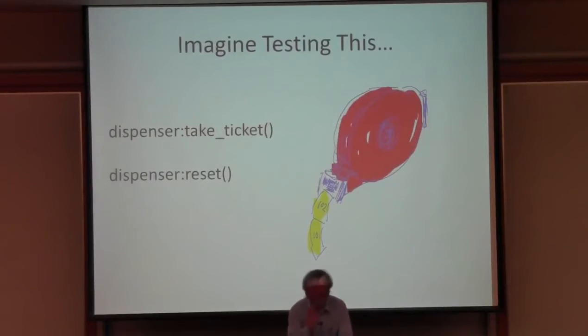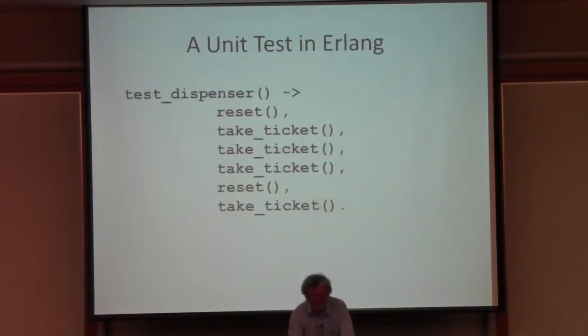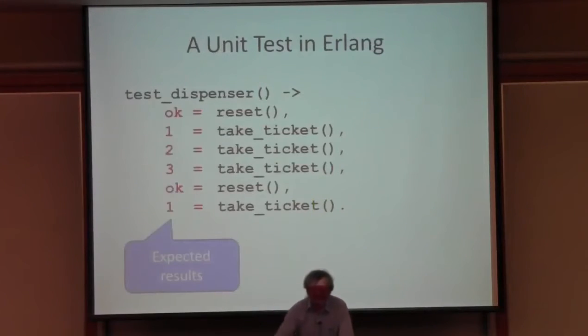So let's imagine that I want to test these two functions. Here's an example of a test that I could write in Erlang. Look at it. It's exactly the same kind of test that I showed you for the base64 encoding. It's the usual form. You call the functions in some sequence, you figure out what the expected result is, and you check. That's a pattern match. You check that the result really is what you expect.